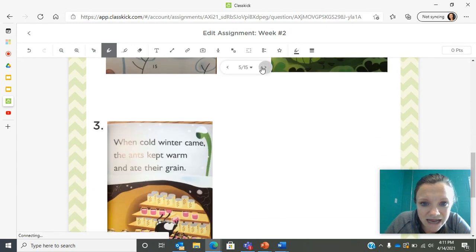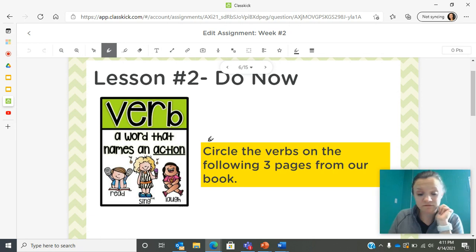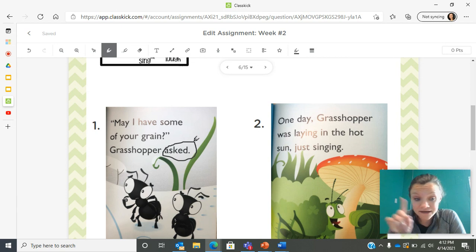When you get to slide number 6, you're going to circle the verbs, the words that are action verbs. Let's look at that same page. "May I have some of your grain?" Grasshopper asked. Oh, asking is an action. It's something you do. So I'm going to circle the word asked because asked is a verb. That is all you're going to do.